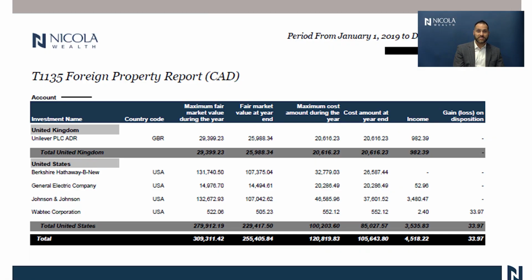Now on to the foreign asset reporting. There are two separate reports we may issue. The first report is called the T1135 Foreign Property Report. This report is for Canadian taxpayers that own foreign assets in a non-registered account and may assist you in reporting to the CRA using a T1135 Foreign Income Verification Statement.